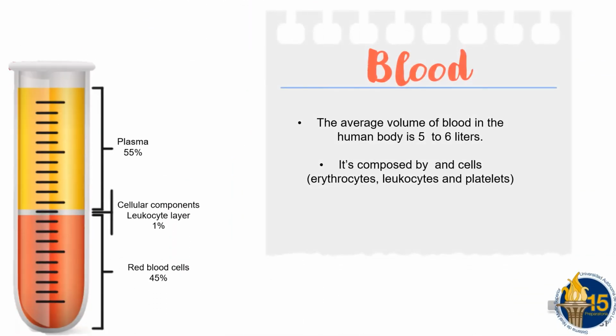Blood is one of the most important components of the circulatory system. The average volume of blood in the human body is 5 to 6 liters. It is composed of a liquid part called plasma, which composes 55% of the total. 45% is composed of red blood cells or erythrocytes, and 1% by white blood cells or leukocytes and platelets. These cells are produced in the red bone marrow.